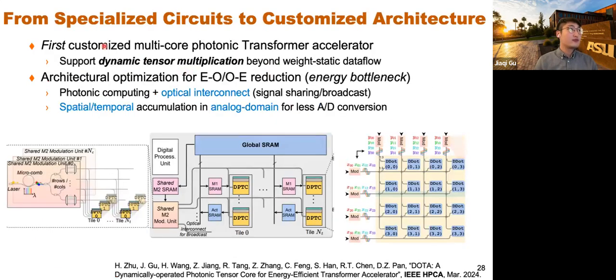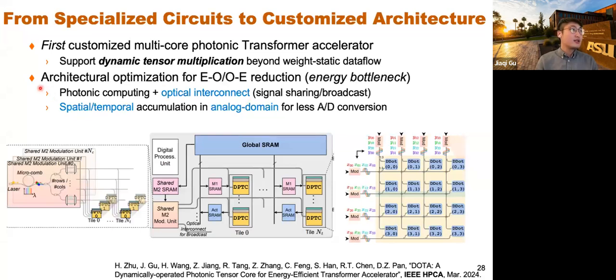And it turns out we want to move from specialized circuit design to customized architecture. So here I'm going to introduce the very first customized multi-core photonic transformer accelerator that can support both static matrix multiplication for linear layers and also the dynamic tensor product for self-attention. And we have this nice circuit where all the signals are encoded in optical dynamic signals. So we have the optical operand X and optical operand Y, and this circuit can directly perform ultra-parallel optical matrix multiplication. Then we can be very efficient for both static computation and also dynamic tensor product.